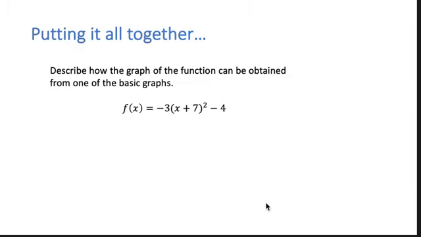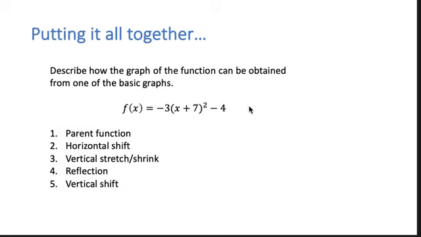So just one of the questions you're going to see in your homework is like this. Describe how the graph of the function can be obtained from one of the basic graphs. So here's the equation of our function, and we want to describe what's happening. For this specific function, you want to know what is the parent function? What is the horizontal shift? What is the vertical stretch or shrink? Is there a reflection? And is there a vertical shift? And you want to record all this. So think about it. Pause the video if you want and see if you can fill in these 5 transformations.